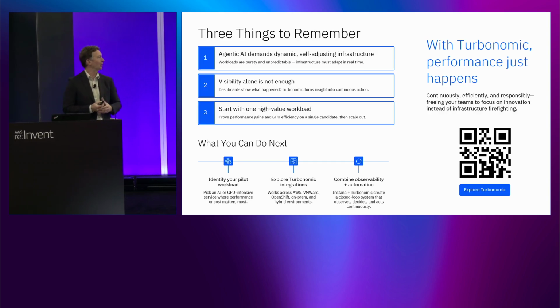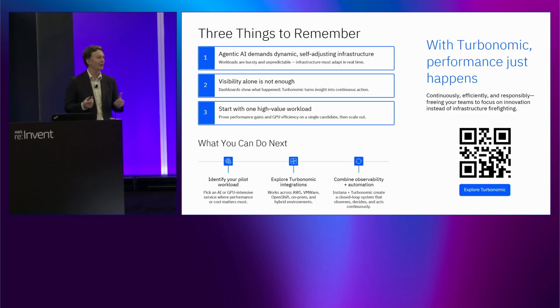You can really start with one high-value workload. Look for a potential application where you want to prove that you can still meet performance, but have GPUs be more efficient. Target that, and then scale it out and see some of those results. As far as working with us, we'd love to look at solutioning together, identifying a pilot workload, whether that's agentic AI or a GPU service where performance or cost matters most, we can balance both of them.